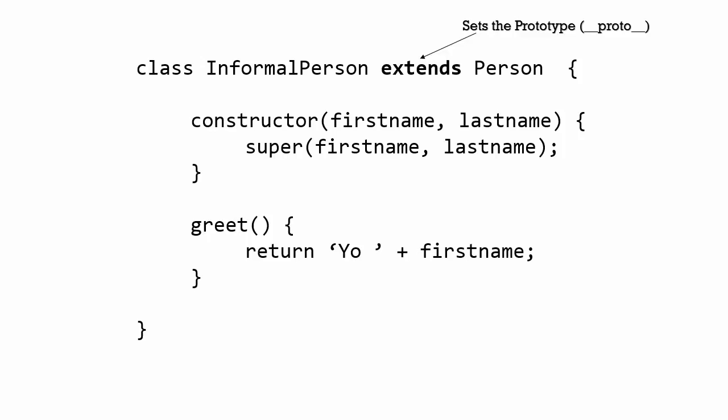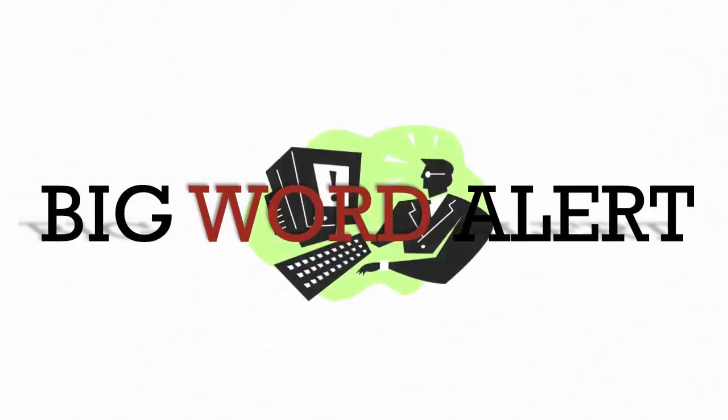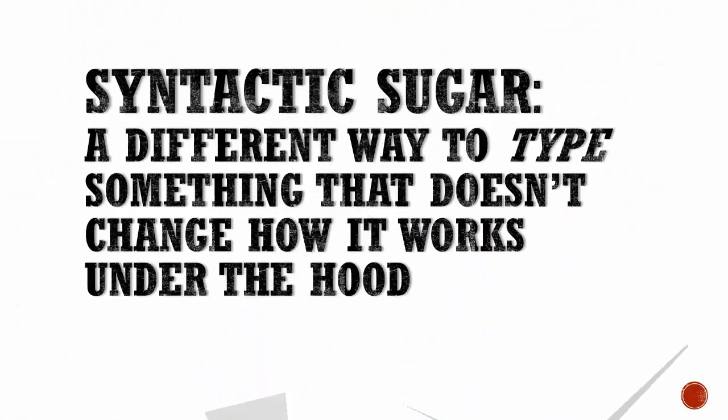In fact, if you read on the internet about classes, you'll often see, for classes in JavaScript, a phrase that it's just syntactic sugar. Well, big word alert. Syntactic sugar is just when you have a different way to type something into your code that doesn't change how it actually works under the hood.